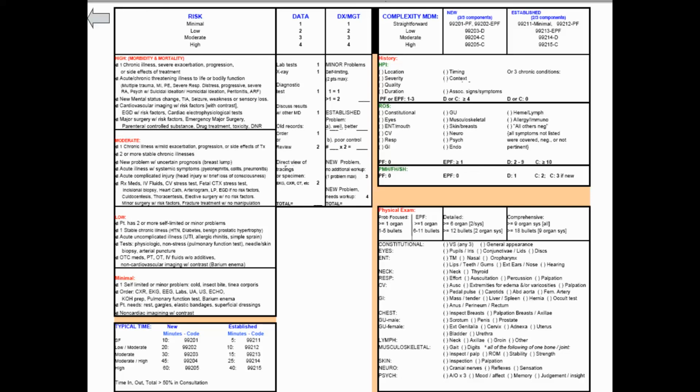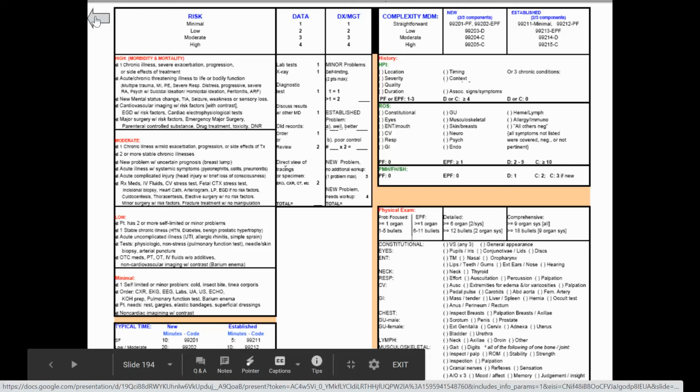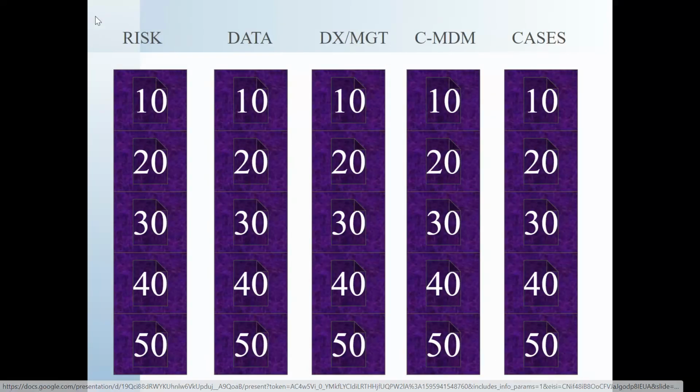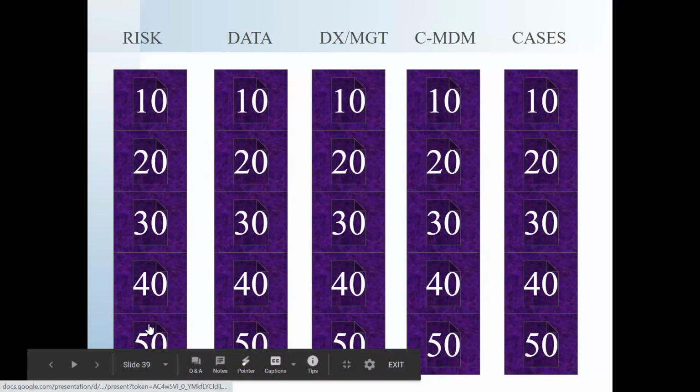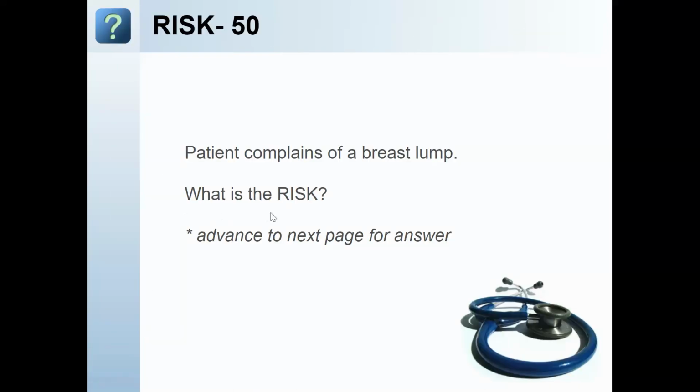And again, what we're trying to do is not turn you into a coder here. We're trying to put this in words that you can understand and relate to and use in your practice with more confidence. So let's look at the last example of risk. Patient comes in with a breast lump. What is the level of risk?